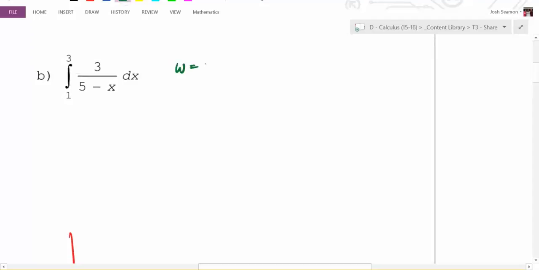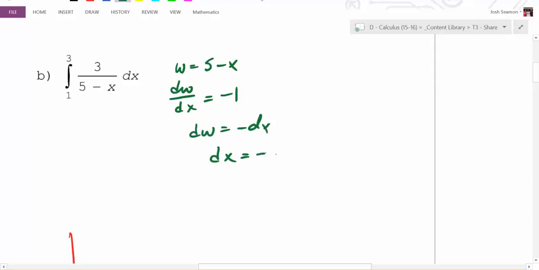Yeah, Annie, that's a great guess. 5 minus x. So what does dw dx equal, Annie? Nope. What? -1. So close, close. dw is equal to negative dx. So what does dx equal? Negative dw. You have to keep track of those negatives. You drop that negative, this whole thing is wrong.